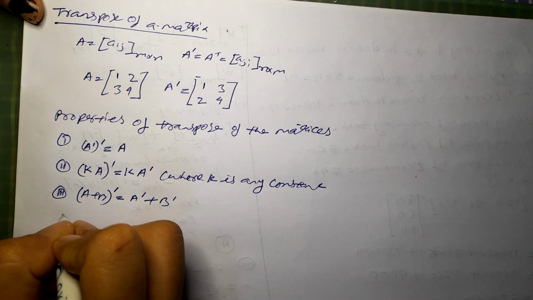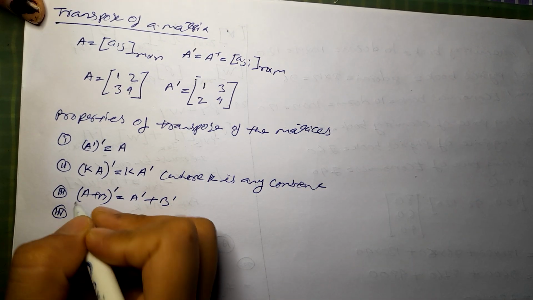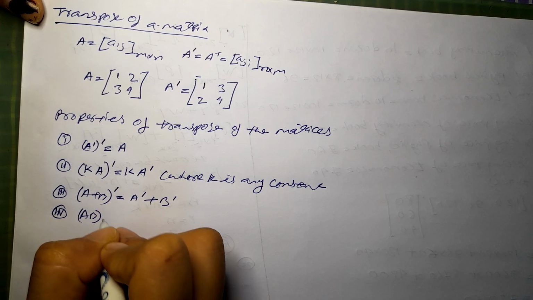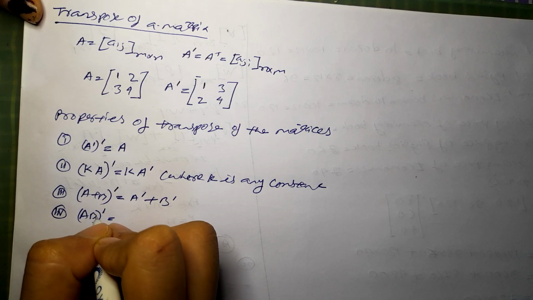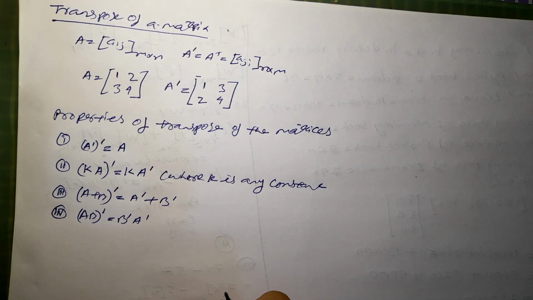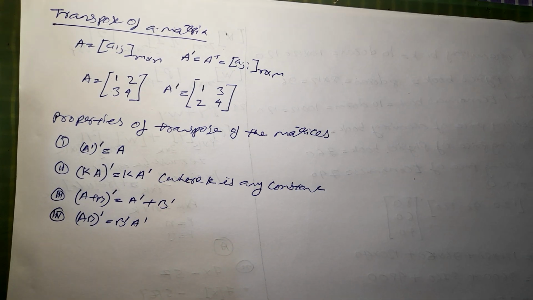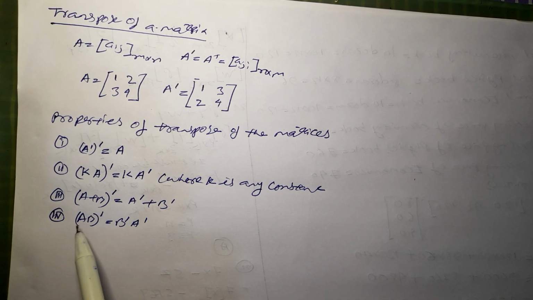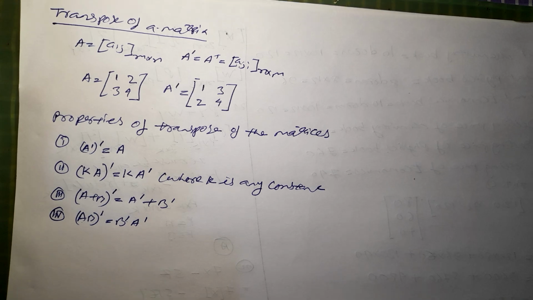Now for the multiplication. Multiplication is a little bit different. We cannot write A transpose into B transpose. It will give B transpose into A transpose. (AB) whole transpose will be equal to B transpose into A transpose. So in the multiplication, we have to be a little bit careful. In the addition, it's the same, meaning take the transpose or take the addition, it will give the same result. But in the multiplication, (AB) whole transpose is equal to B transpose into A transpose.